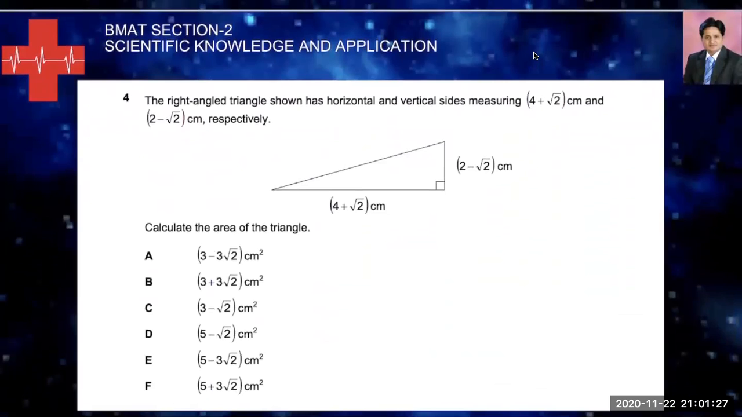So this question was asked in one of the BMAT exams, and the question says that you have a right angle triangle which has horizontal and vertical sides. The horizontal side is 4 plus square root of 2, and the vertical side is 2 minus square root of 2 centimeters. And the question is to calculate the area of the triangle. So how do you calculate the area of the triangle?